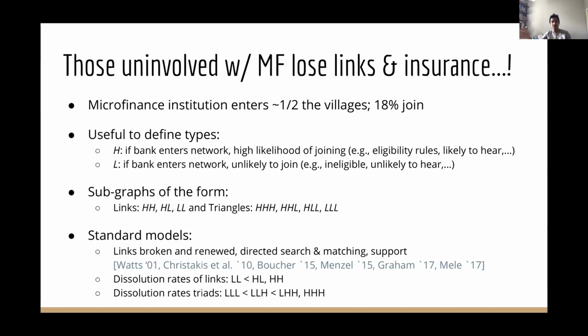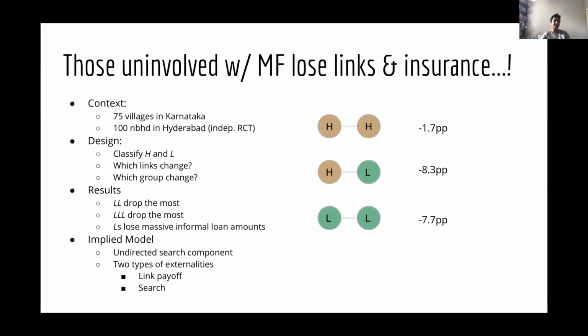A high-low mixed type is more likely to break because a high type may not need the low type link, okay? Similarly, if you look at triads, you have some sort of ordering like this. And just think about it as the extent of exposure. If you have pure low types, there's very little exposure. If you have mixtures, you have more exposure. That's exactly the opposite of what we find.